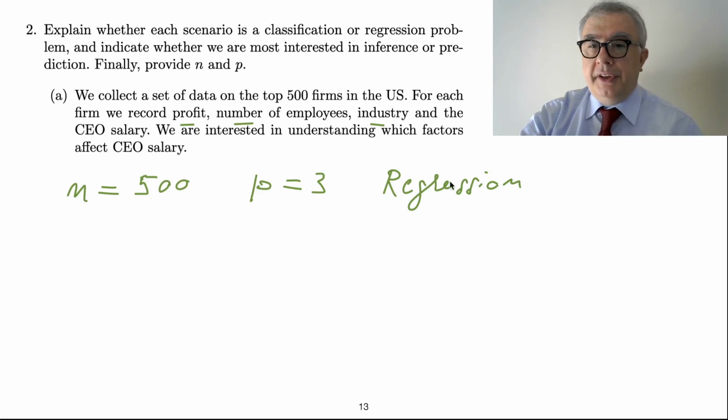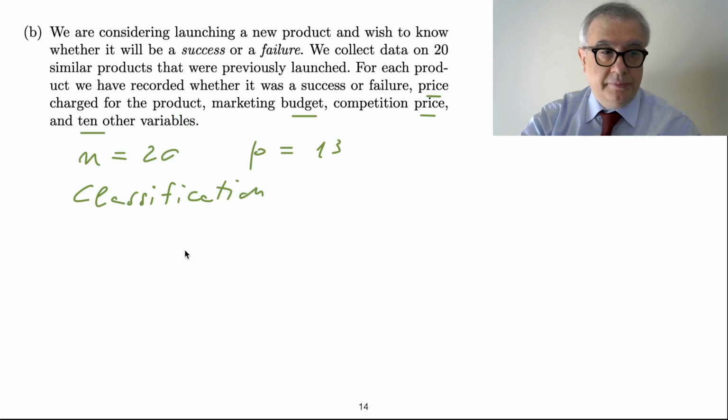Okay, this is a regression problem because we would like to work out a predictor of the CEO salary, that is a continuous variable, and the number of observations are my 500 firms, so n is equal to 500, and the number of predictors are profit, number of employees, and the type of industry. This will be a categorical variable, of course. So this is the answer.